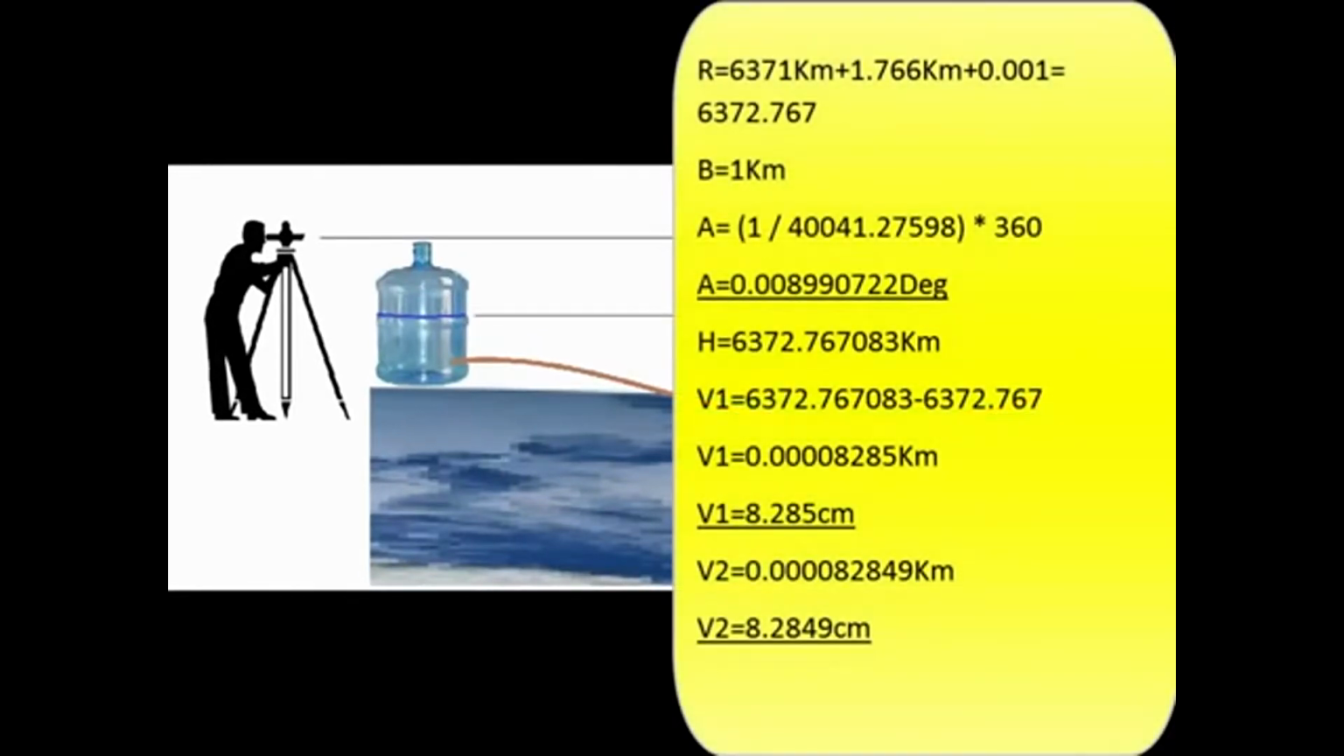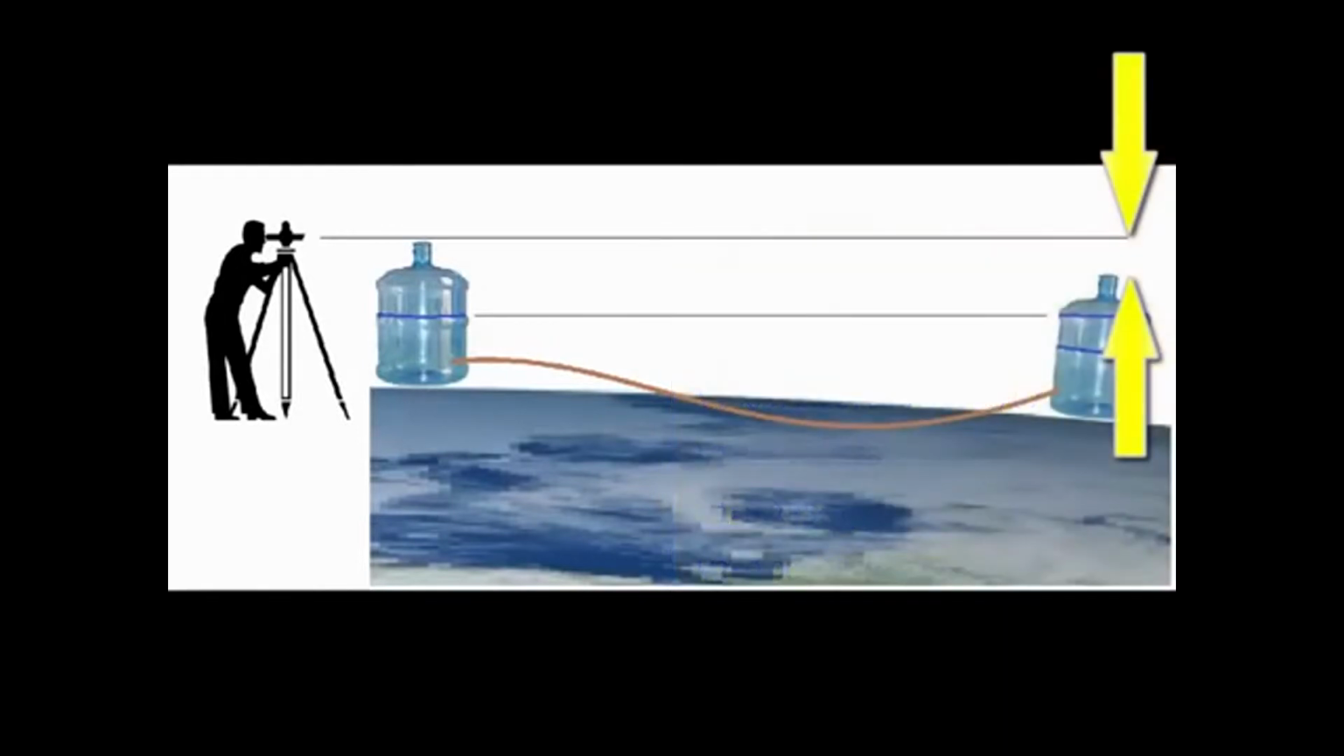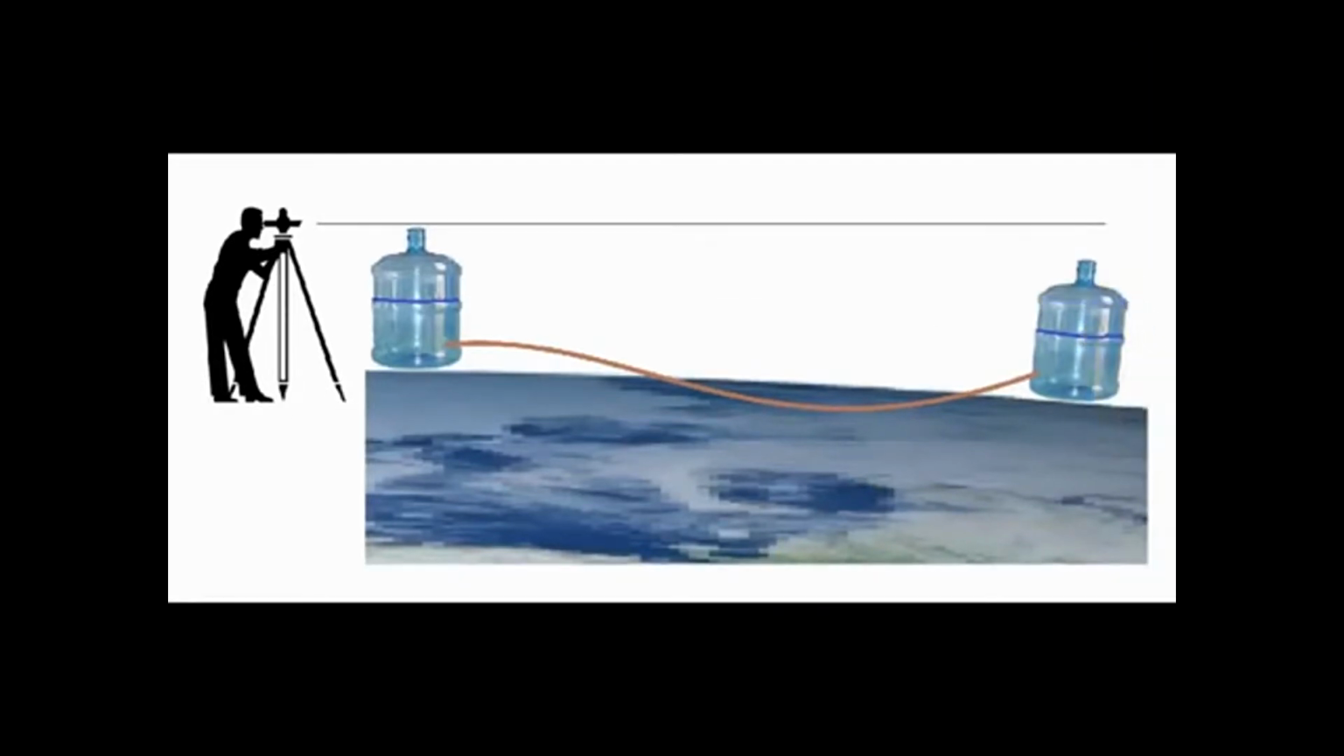So by using our curvature calculation that we had before, we know exactly what height to position the second water can, and that is 8.2 centimeters lower than the first. Now after you've positioned your water containers, and if the water level remains the same height in the can, then you've got nothing to worry about, the Earth is round.